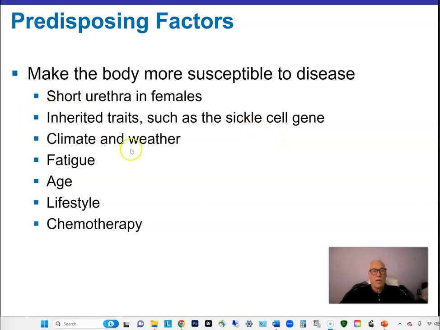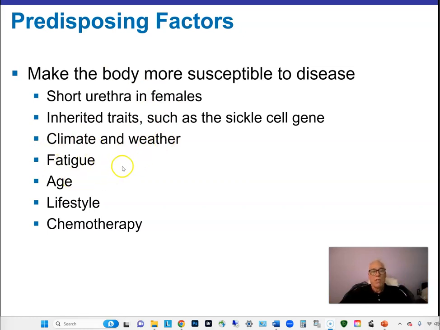Climate and weather. Particular climates lend themselves to environments in which there are large numbers of particular microorganisms that cause disease, or possibly the transmission of diseases. Weather patterns. Dry, windy weather can blow a lot of microorganisms through the air from, say, a farm where there's a lot of animals over to a population of people and introduce them to the disease.